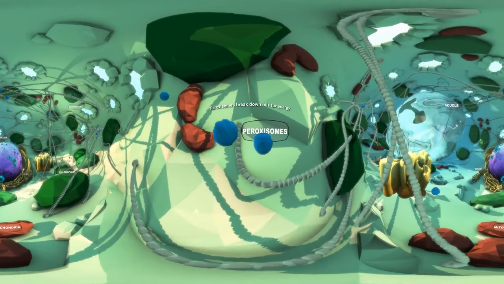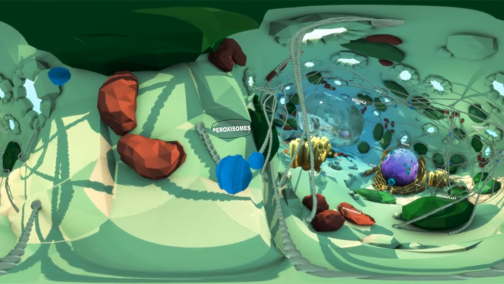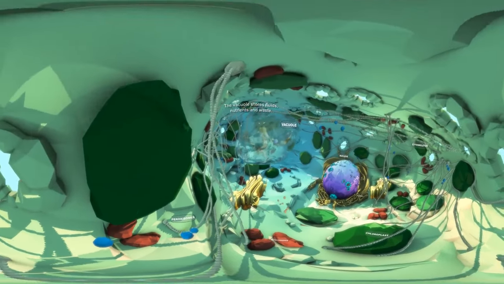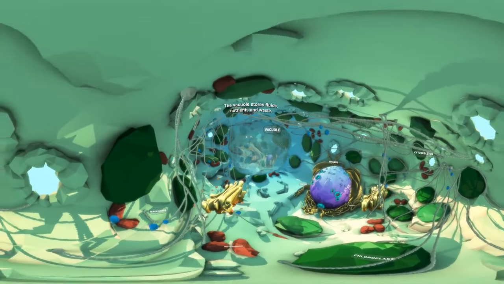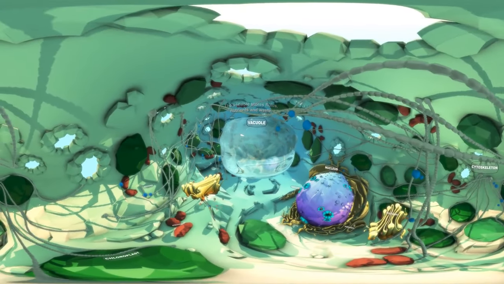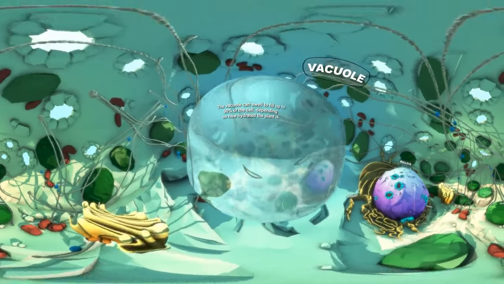Peroxisomes are responsible for breaking down oils for energy. A large vacuole acts as a storage bubble for a plant cell's fluids, nutrients, and wastes. A vacuole can occupy up to 90% of a plant cell.